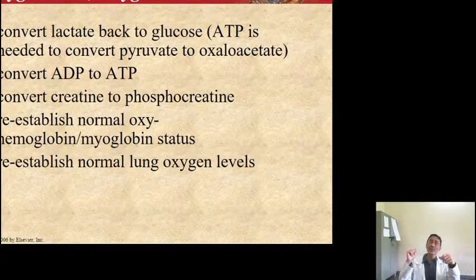Second, the oxygen has to be replaced to the normal oxyhemoglobin level, to bring the oxygen levels back to normal in myoglobin, and to re-establish the PO2 levels. And this happens during the post-exercise resting stage. So I hope it is clear what is oxygen debt, how this oxygen debt is happening, and what is the need for the oxygen to be replaced after the bout of exercise is over.